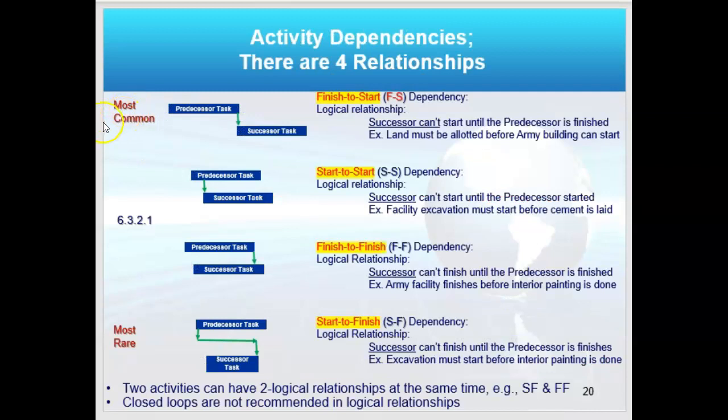Now, I mentioned those relationships, right? Here's finish to start, so I have to finish the predecessor before I can start the next or successor activity. In start to start, I have to start the predecessor before I can start the successor. In finish to finish, I have to finish the predecessor before I can finish the successor, and start to finish the same way. 4 relationships.